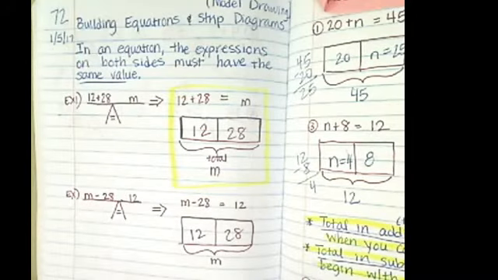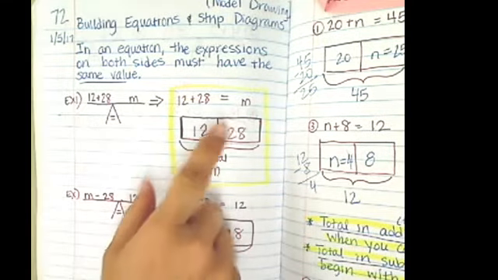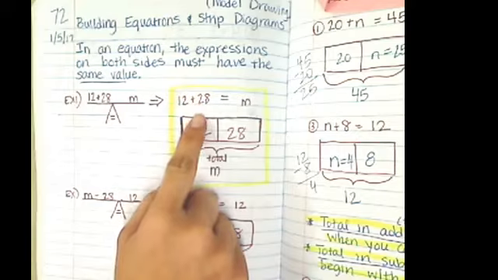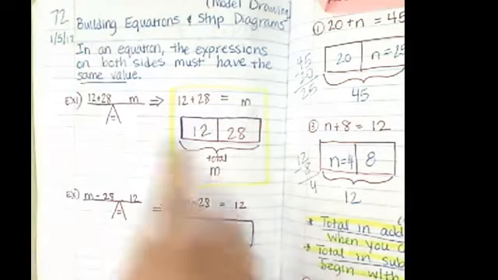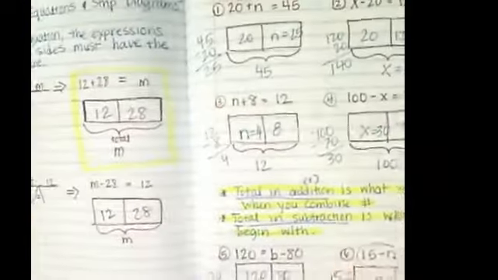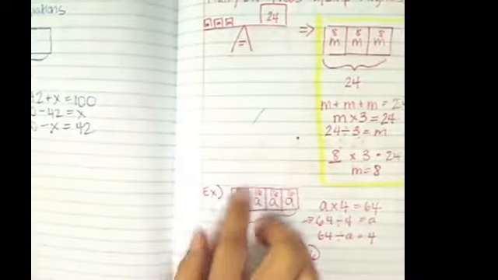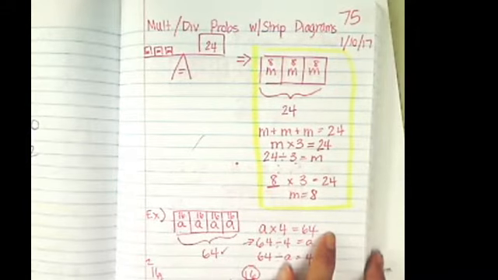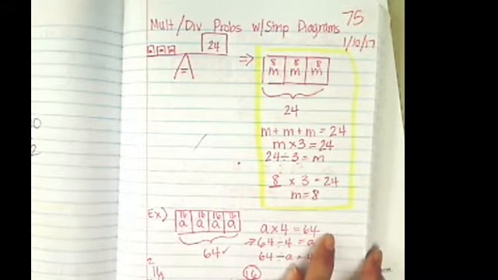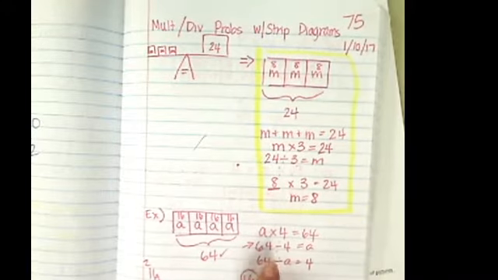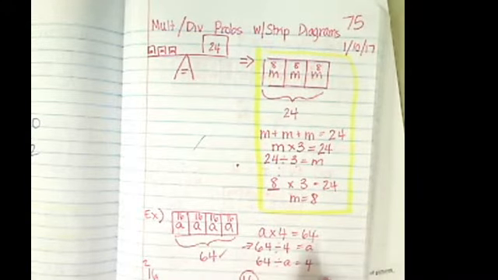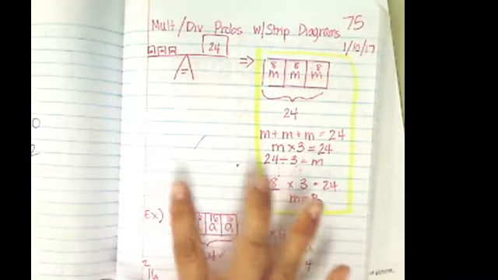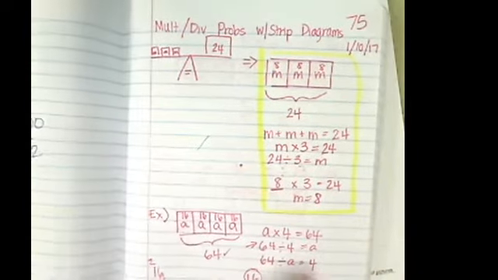If you need help with how to show addition and subtraction problems, that starts on page 72 in my notes. And if you need help with multiplication and division problems, that begins on page 75. So we went through how to show both addition and subtraction and then multiplication and division problems using strip diagrams. So definitely we want to look over that.